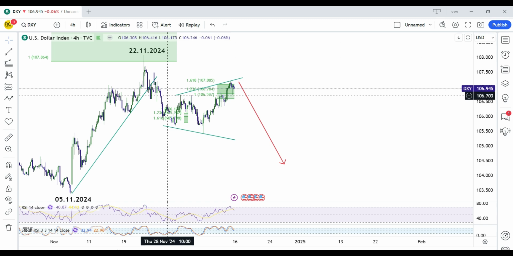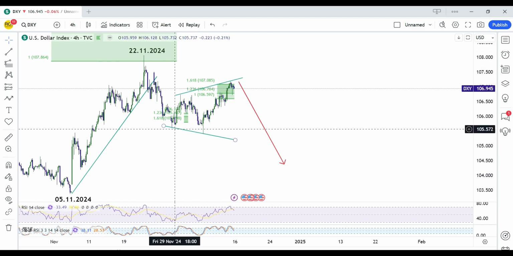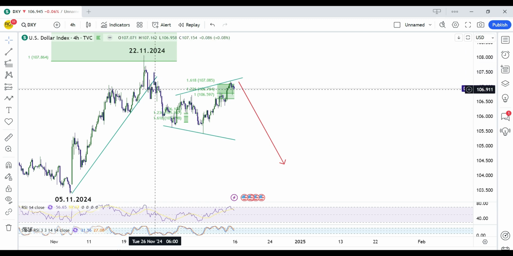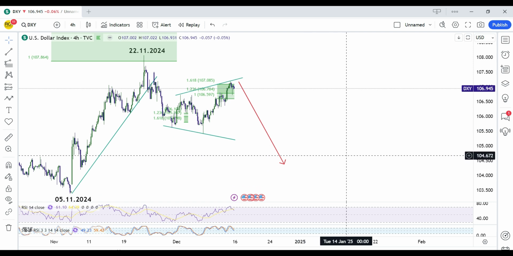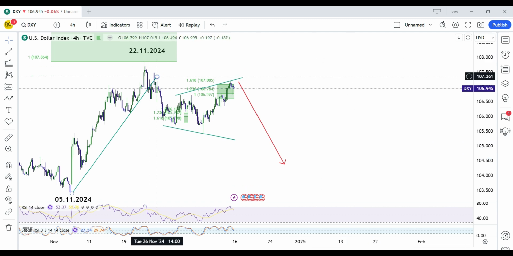So we can see that the dollar is doing an overall double correction to the downside from the highs of the 22nd of November in the short term, and this will be the next move that we can see ahead and the bigger value across the market, and this will have a domino effect into various instruments.